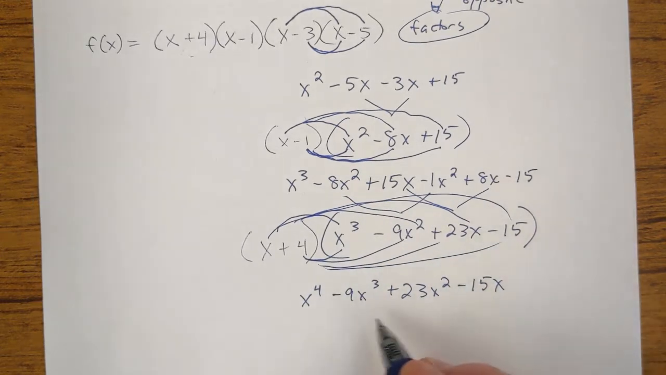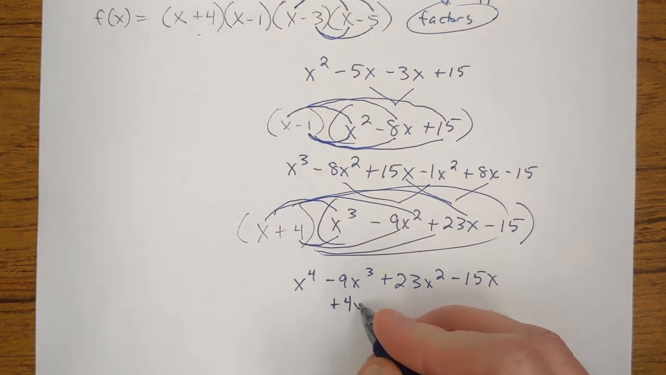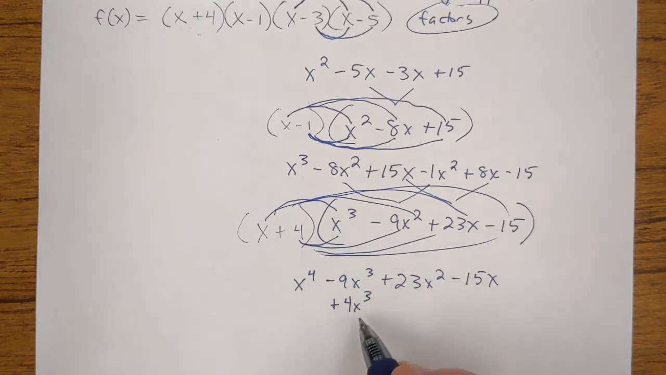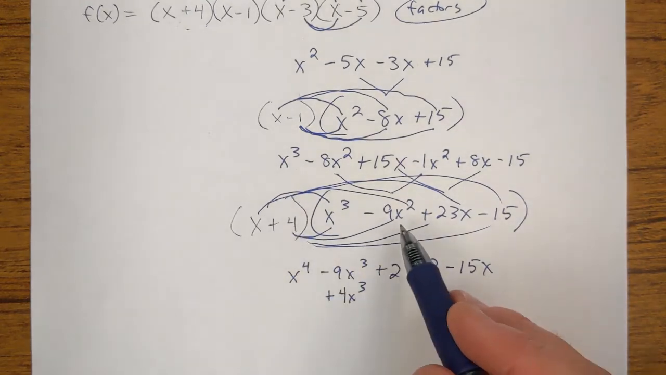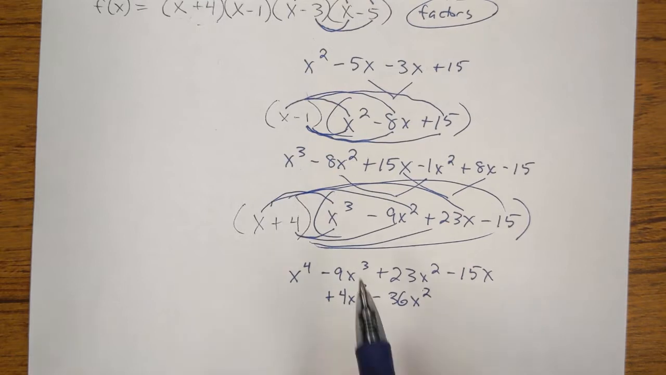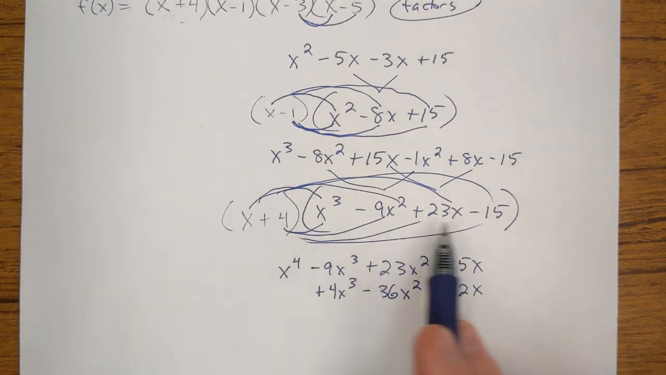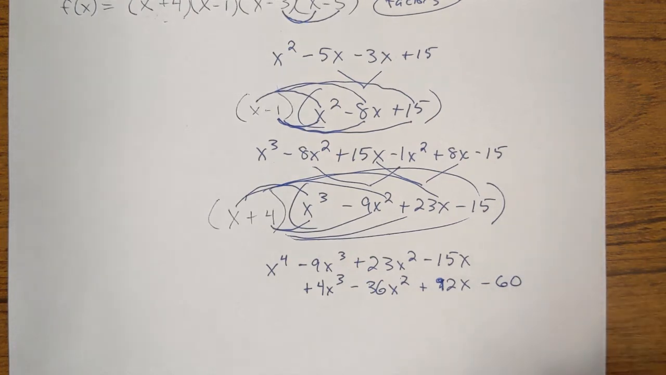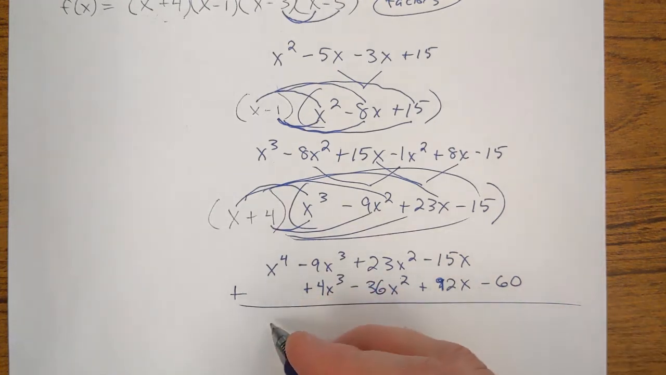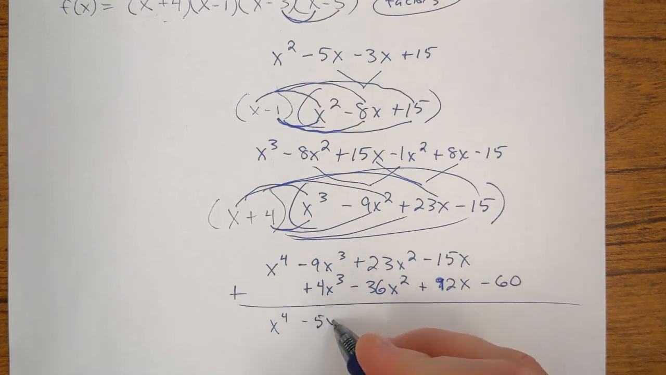Now I'm starting to run out of room, so I'm going to actually organize this. When I do 4 times x to the third, I get 4x to the third. I'm actually going to organize that right underneath my negative 9x to the third. I'm going to write it right here. 4 times negative 9x squared, this would be negative 36x squared. 4 times 23x, that'd be positive 92x. And then 4 times negative 15 is negative 60. Now the way I lined these up, I actually lined these up perfectly, where now I can combine my like terms rather easily. Negative 9x to the third plus 4x to the third is negative 5x to the third.